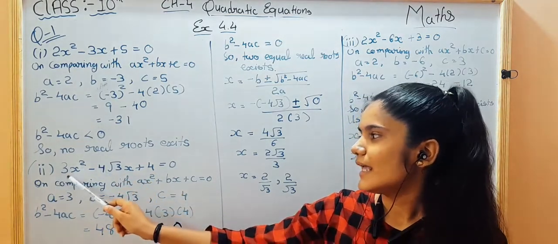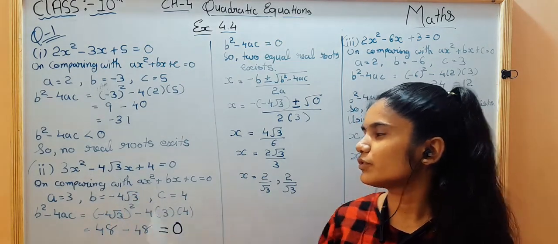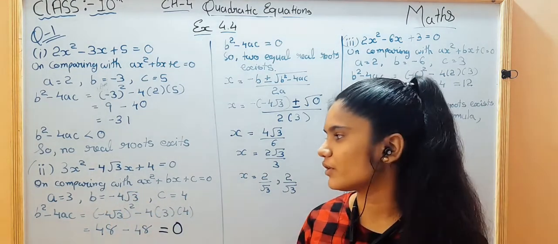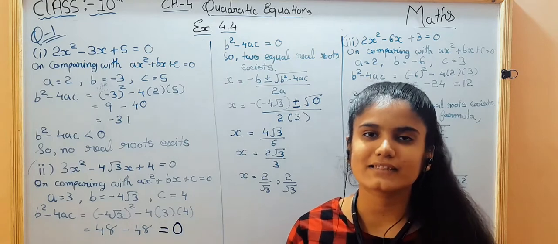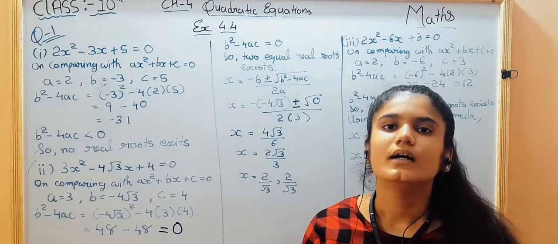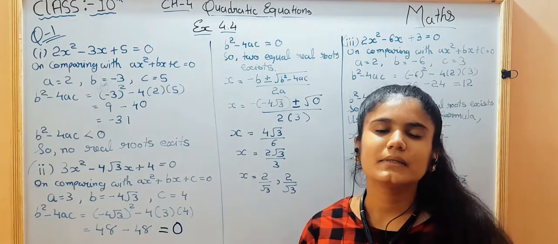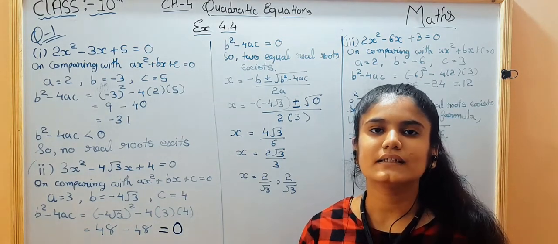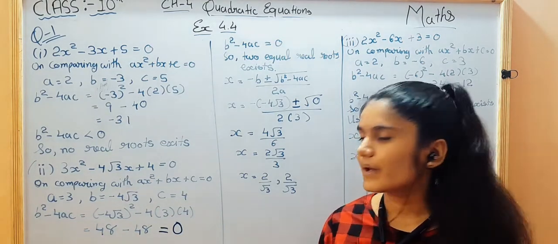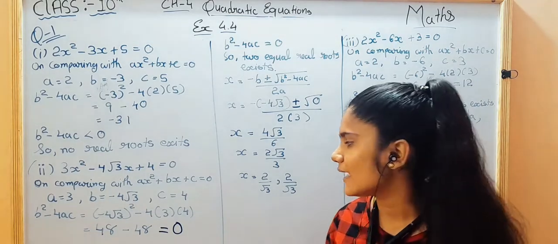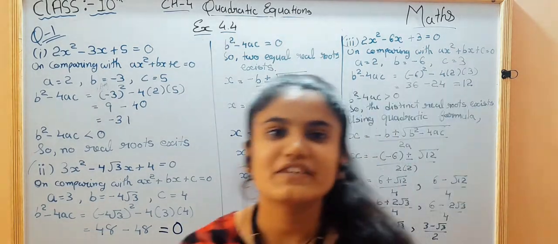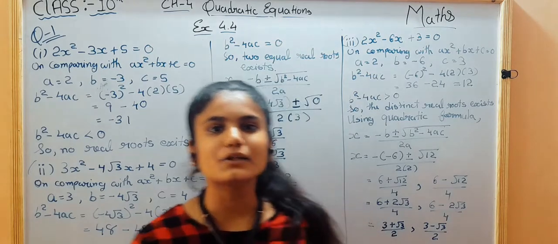Number 2, 3x square minus 4 root 3x plus 4 is equals to 0. On comparing this equation with ax square plus bx plus c, we get the values of a, b and c. Similarly, we put this value in the equation b square minus 4ac and we get the answer 0, which means two equal real roots exist.